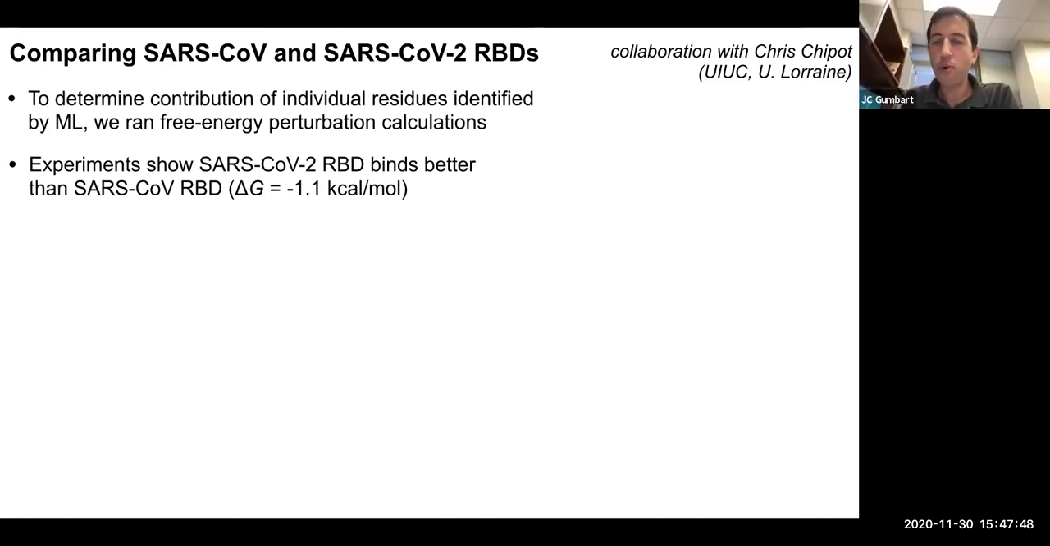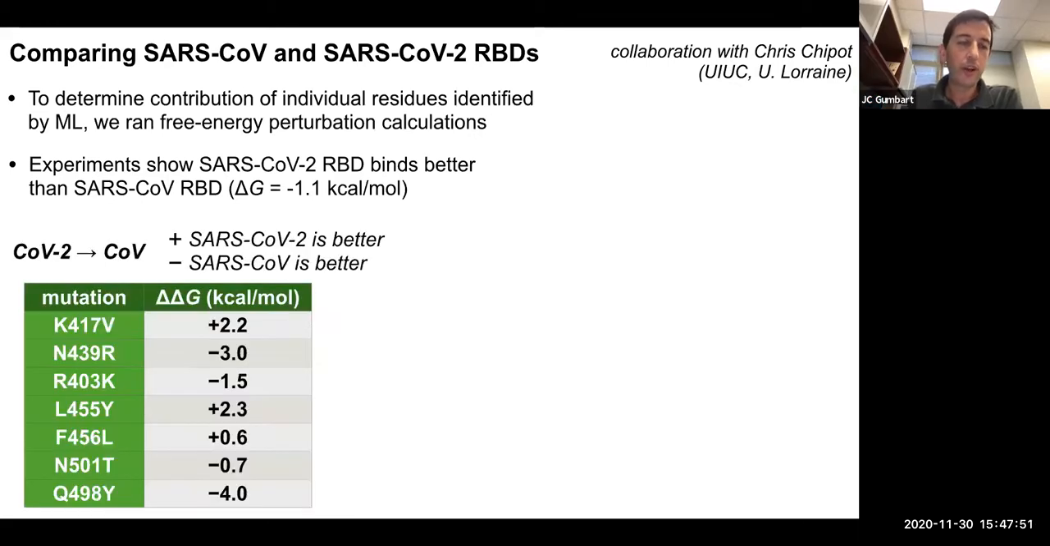We picked a number of those important residues identified from the machine learning algorithms. I show the mutations here. The one on the left is the CoV-2 residue, so K417V means it's lysine in CoV-2 and valine in CoV-1. Regarding the sign of the free energy: if it's positive, the SARS-CoV-2 residue is better for binding, and if it's negative, the SARS-CoV-1 residue is better for binding. We see a mix here. I think that's an important result: there's no particular optimization of the residues in SARS-CoV-2. Some are better, some are worse than CoV-1.